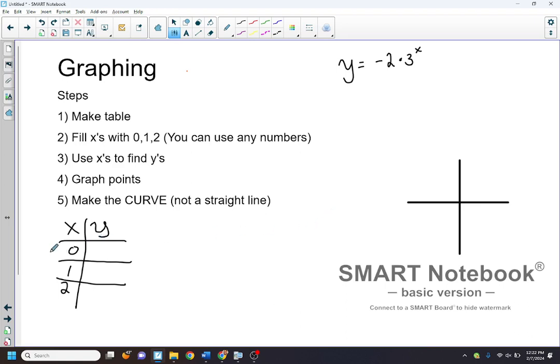All right, so I take the 0 and plug it into the equation. So y equals -2 times 3 to the 0 power. Remember, the 0 power is always 1. So -2 times 1, this is -2. Okay?